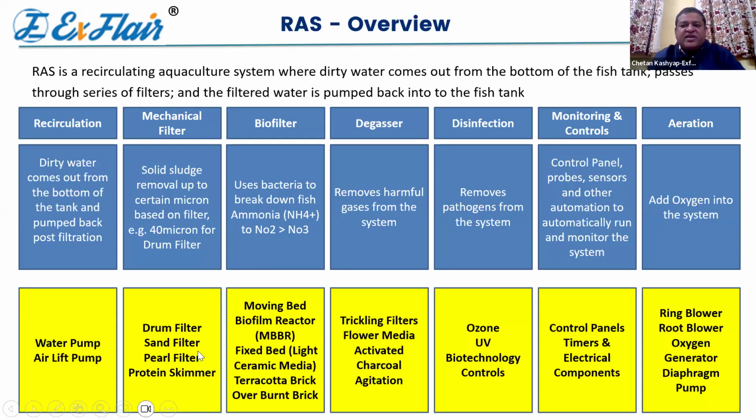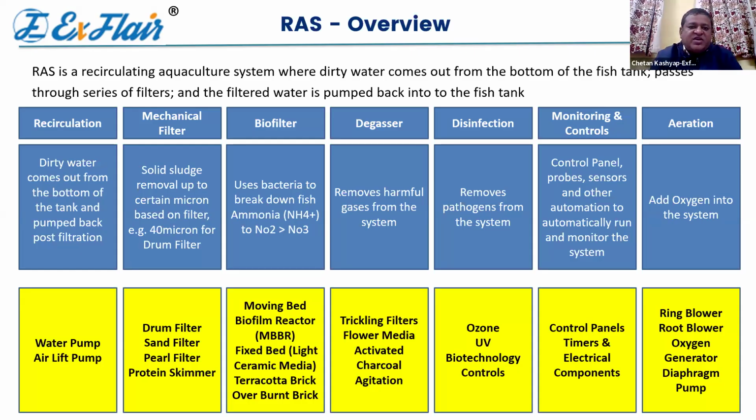If we need it for very high value fish, depending on the particle size of filtration you need, you can use a sand filter or a pearl filter. The pearl filter is something that we have developed. It is our original work. The pearl filter is similar to a sand filter, the only thing is that it does not block. And then we have a protein skimmer, which typically uses a mechanism of bubbles.